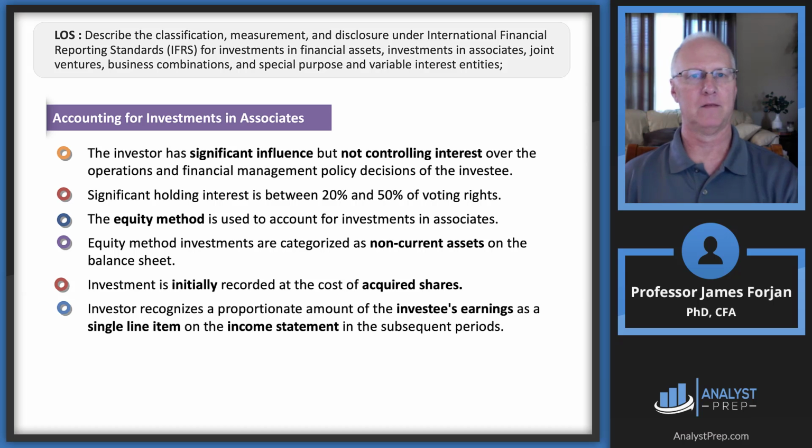All right, how about moving on to accounting for investments in associates? All right, significant influence, but not a controlling interest. We said this before. 20% and 50%. Between those two ownership percentages, we're going to need to use the equity method, which tells us what? They're categorized as non-current assets on the balance sheet.